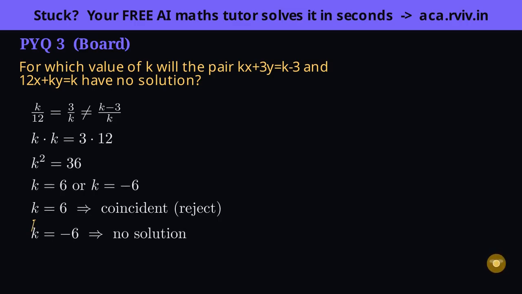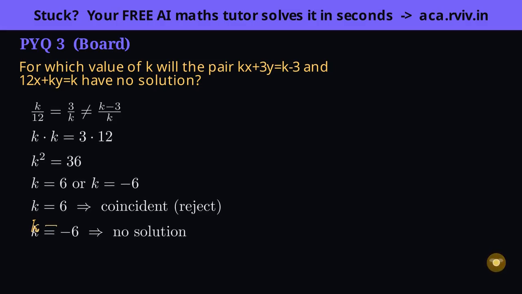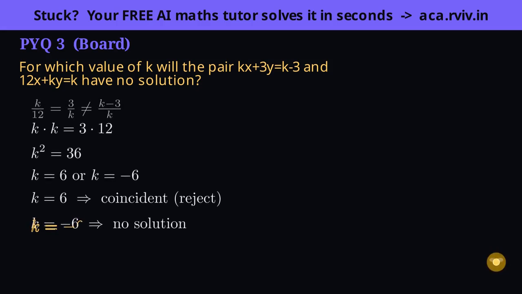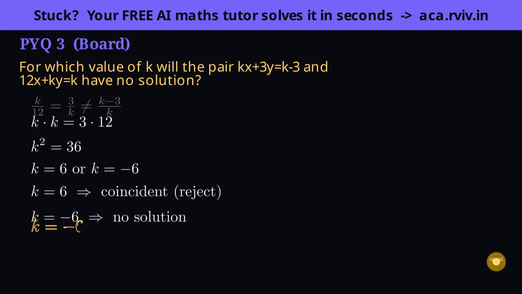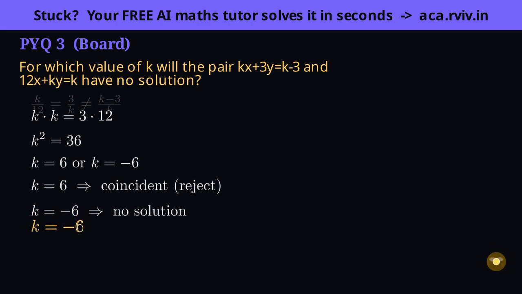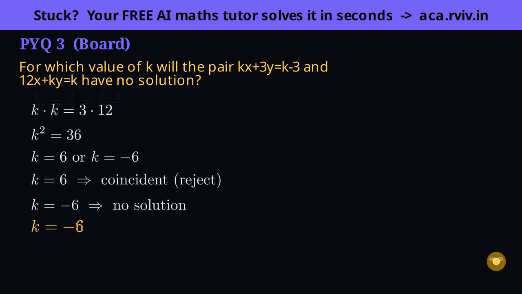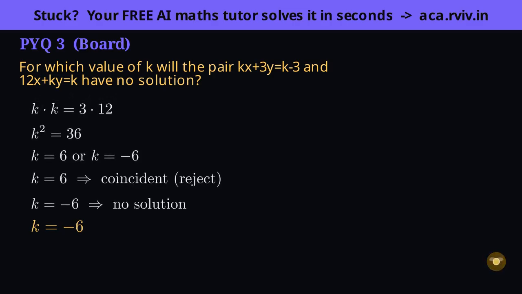Insight: after using the A equals B ratio equality to find candidate k values, always test the constant ratio on each one. The equality alone can't tell parallel from coincident, one gives no solution, the other infinitely many, so that final check is what earns the mark.